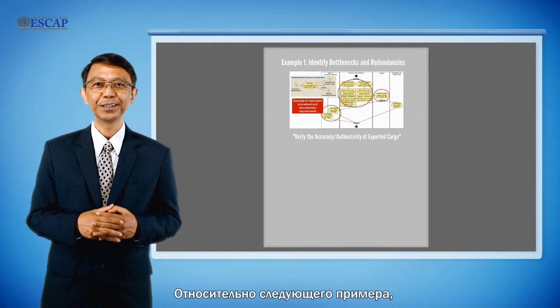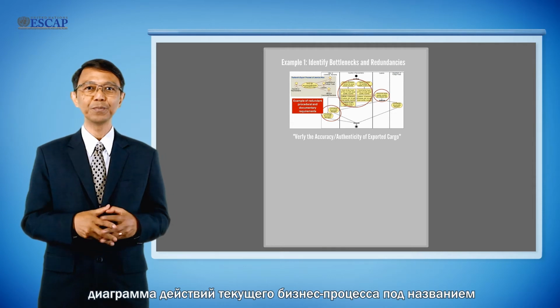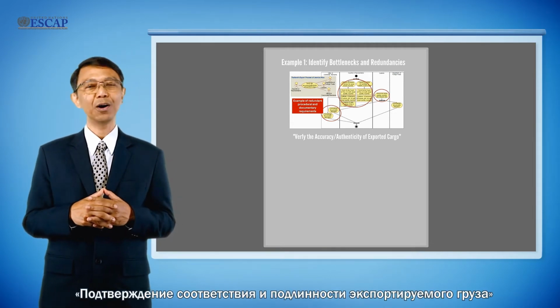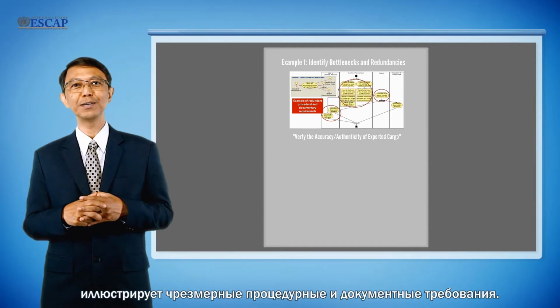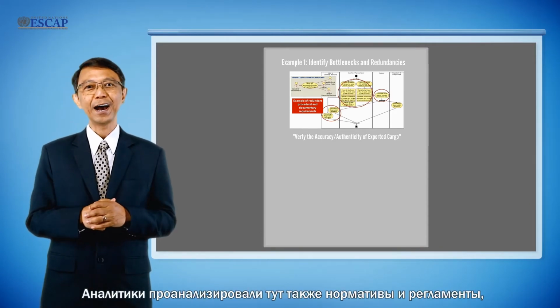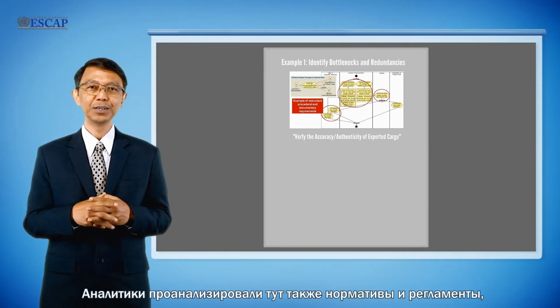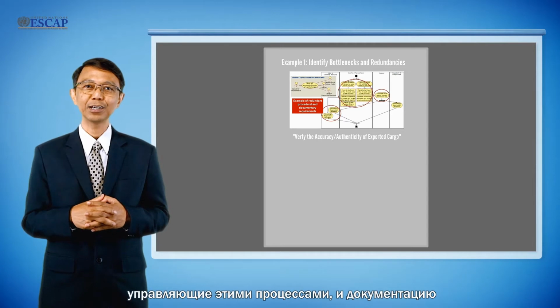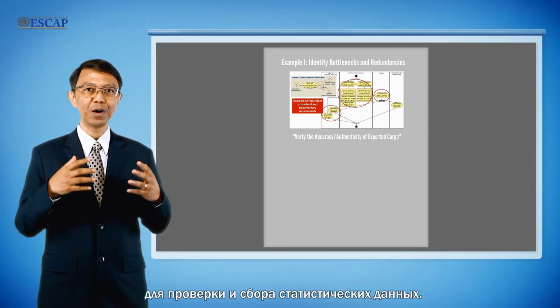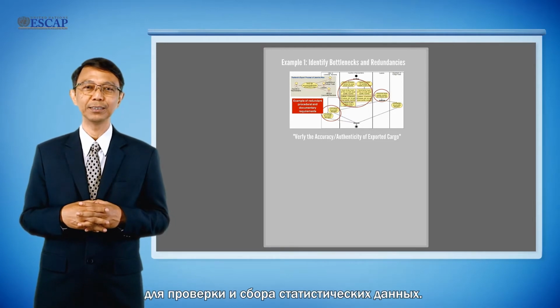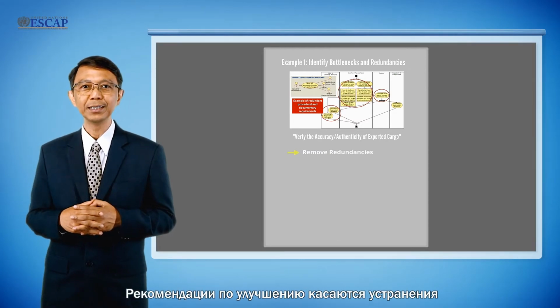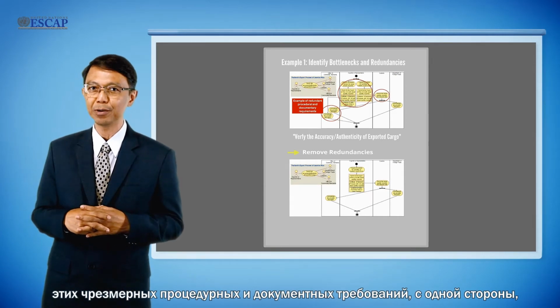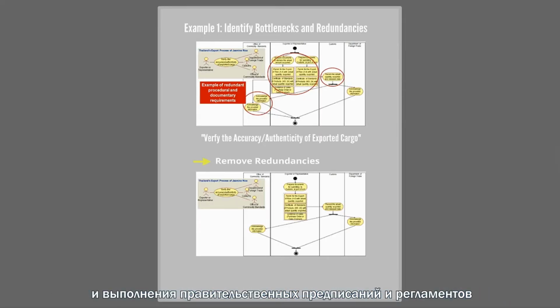Considering the following example, the activity diagram of the as-is process of verifying the accuracy and authenticity of exported cargo below illustrates redundant procedural and documentary requirements. Process analysts have also analyzed the rules and regulations governing these processes and documentation requirements, mainly for validation and statistical data collection. And since this improvement recommendation is about removing these redundancies in both procedural and documentary requirements, but still fulfilling the government's rules and regulations of data validation and statistical data collection.